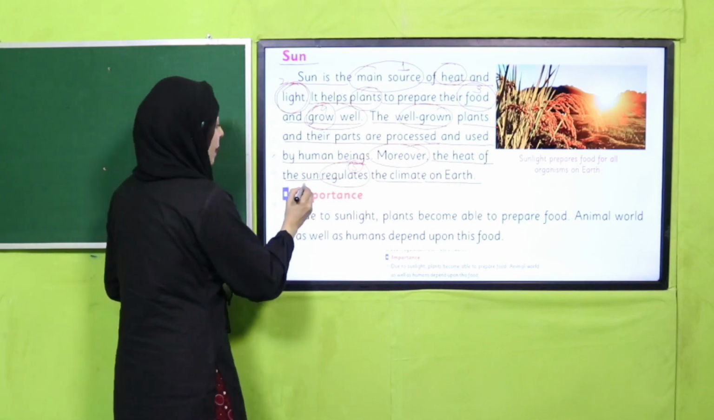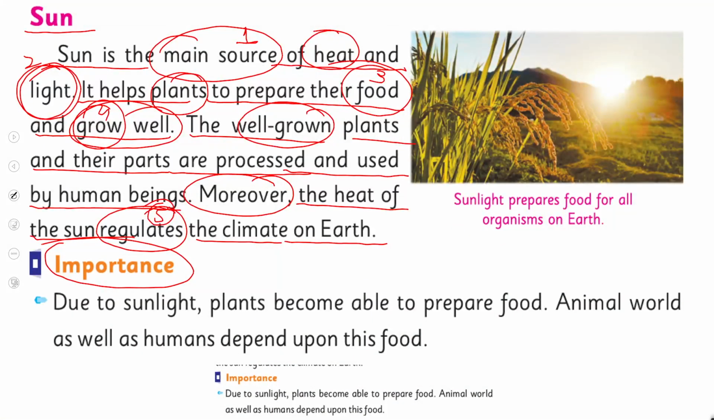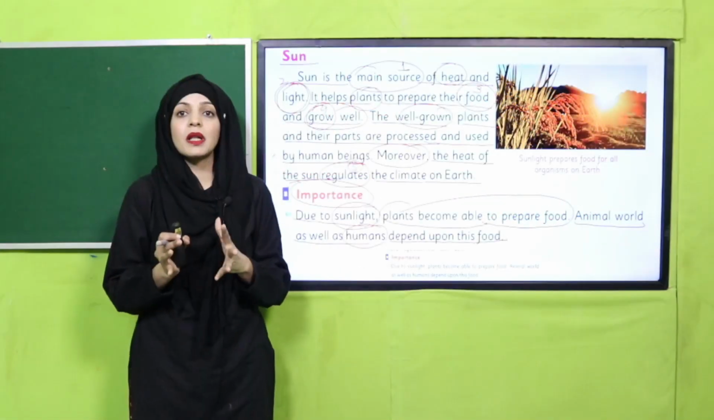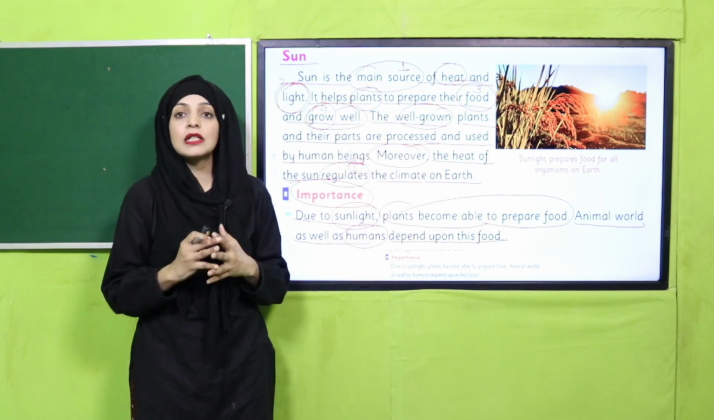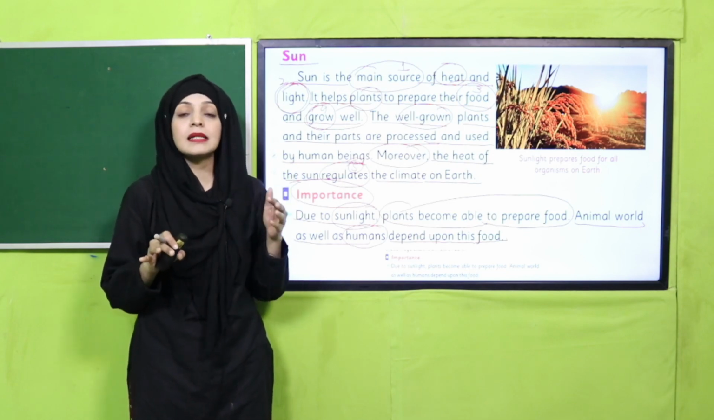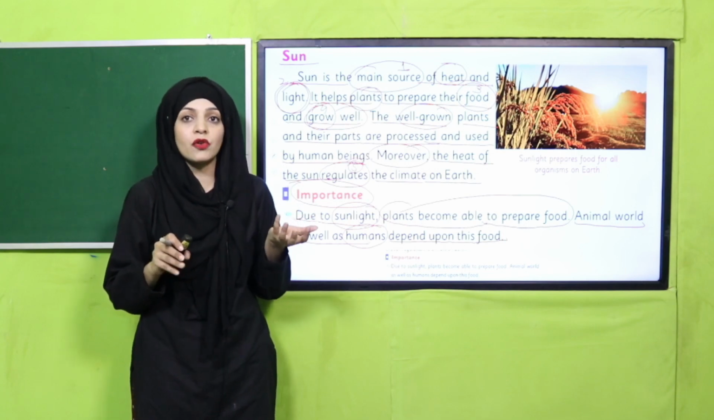Now let's read about the importance of sun. Due to sunlight plants become able to prepare food. Animal world as well as humans depend upon this food. So, इसकी importance क्या है कि both plants and animals depend on the light and heat of the sun. So, आज हमने sun के बारे में पढ़ा. Sun is one of the natural resources.